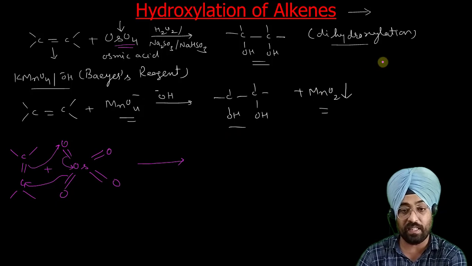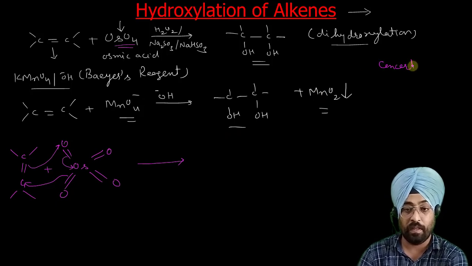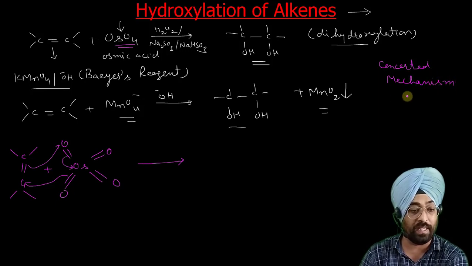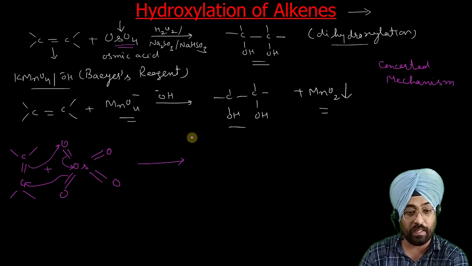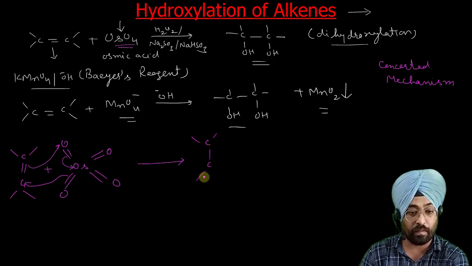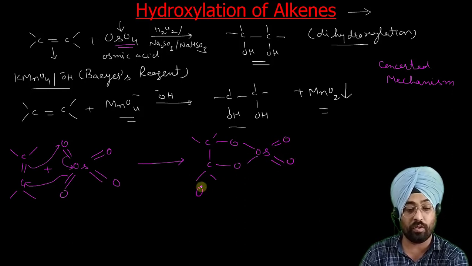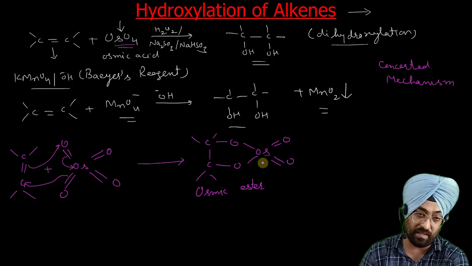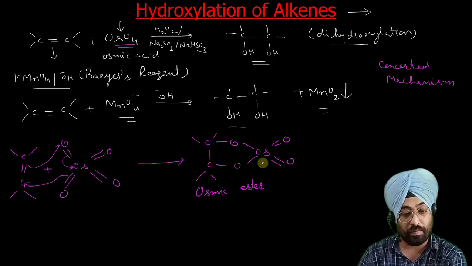So basically it is a concerted mechanism. It is a concerted mechanism and it is a single step mechanism. So what we get is C, O, O, osmium double bond O, double bond O. So this is called osmic ester, or osmate ester, we can call it osmate ester.